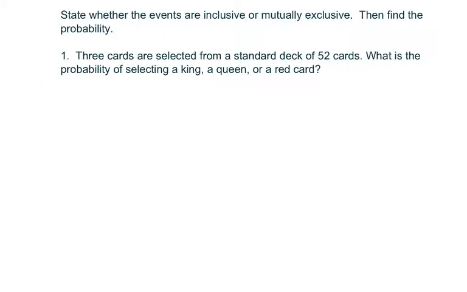All right, let's look at some more. Are these events inclusive or mutually exclusive? And then we have to find the probability. What is the probability of selecting a king, a queen, or a red card? So we have an A, a B, and a C. When you see the or here, that means it's all or, not and. So the probability of a king, there are 4 kings, or a queen, or a red card.